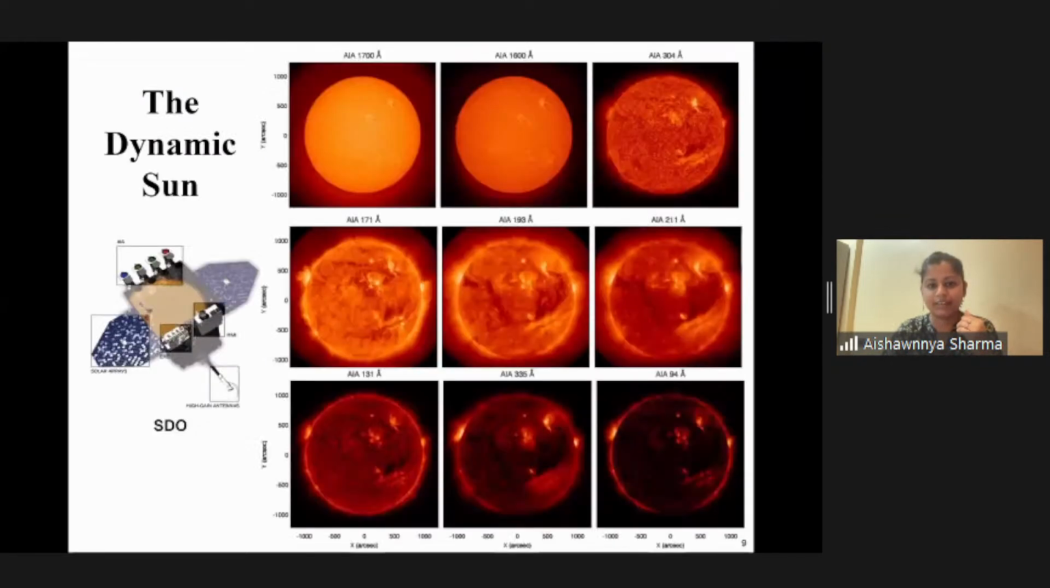Santosh, next slide. Yes. So this is our sun. But right now I cannot use the pointer because the screen is shared by Santosh.